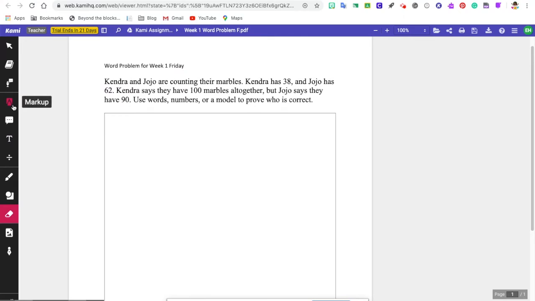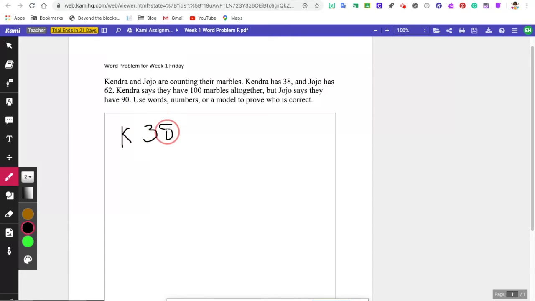So let's get started. I'm going to use the drawing tool. Kendra has 38. I'm going to write a K for Kendra. She has 38. And JoJo has 62. I'm just going to put right here that Kendra said she thinks they have 100, and JoJo thinks they have 90. So we have to figure out who is correct.